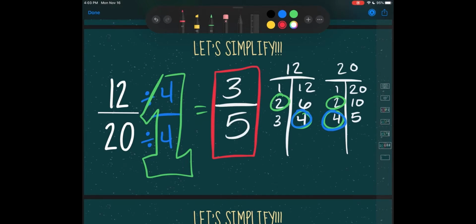You can always check to make sure that these fractions are simplified also, because I can look at 3/5 and I can say, okay, well, 3 is prime. 3 can only be divided by 3. 5 cannot be divided by 3. So since it cannot be simplified anymore, it is in simplest form. So 3/5 is 12/20 in simplest form. These are equivalent fractions.